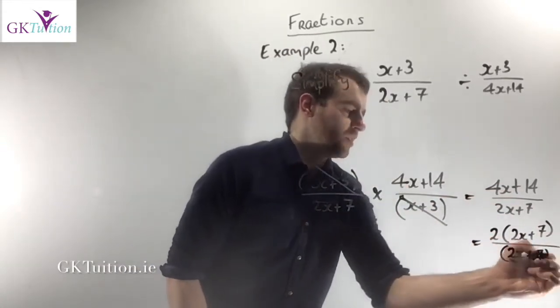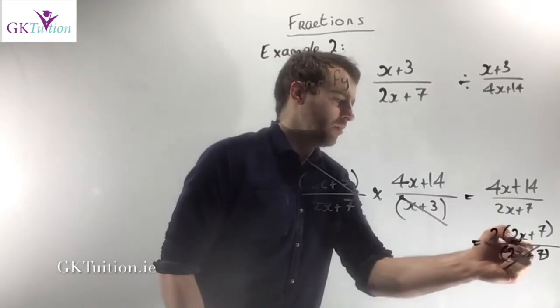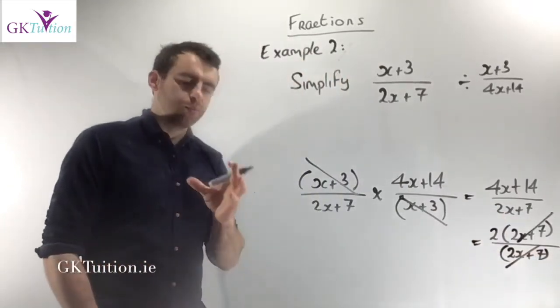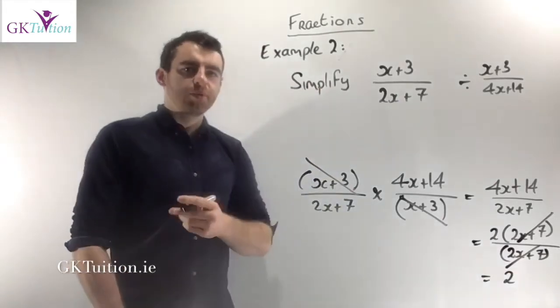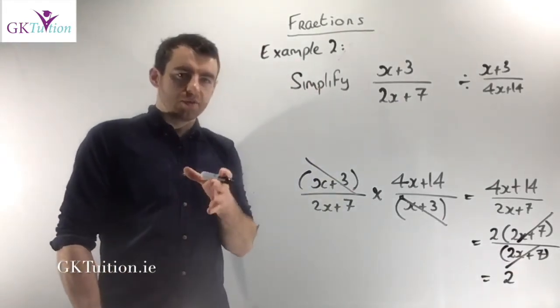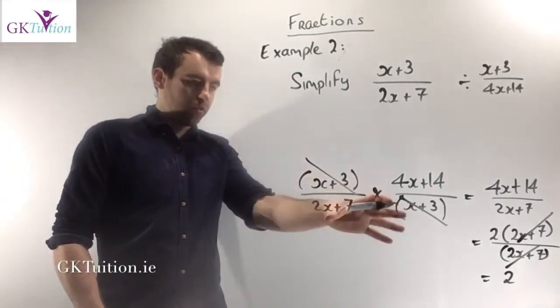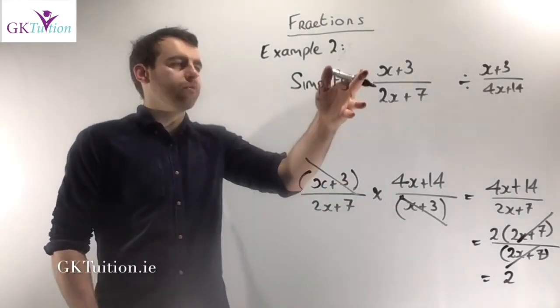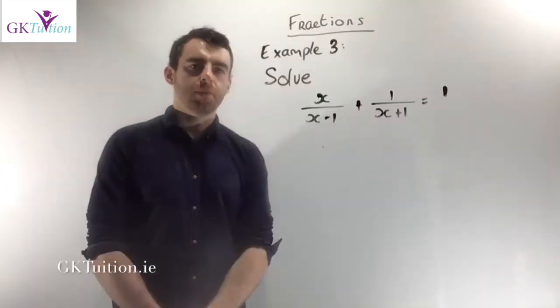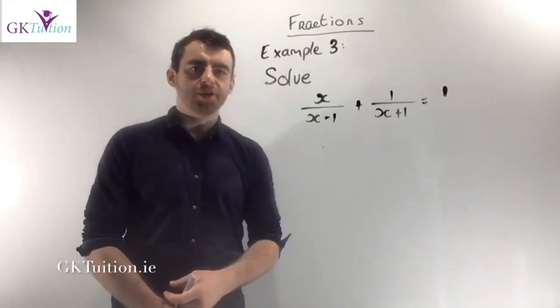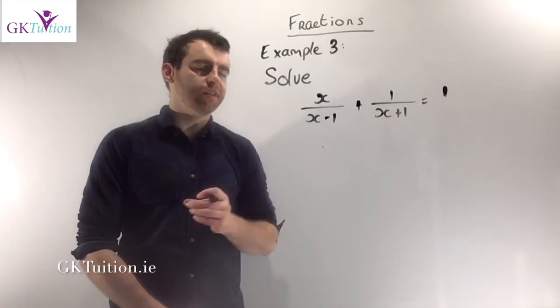And in this case, once again, the 2x plus 7 on the bottom divides into the 2x plus 7 on the top once, and my final answer here is 2. So I'm going to give you a number of quite difficult questions that are derived from this concept. If you have one fraction divided by another, you flip the fraction and multiply.